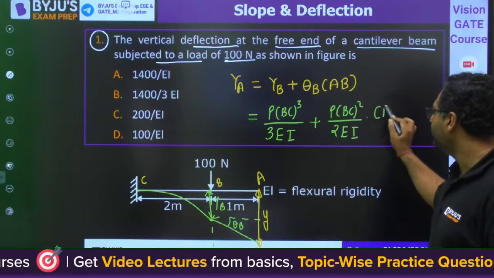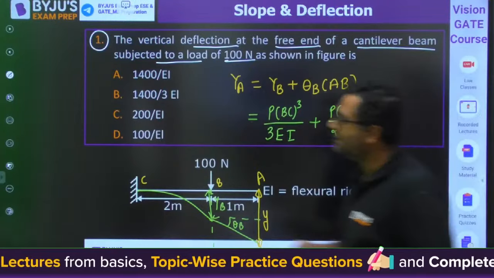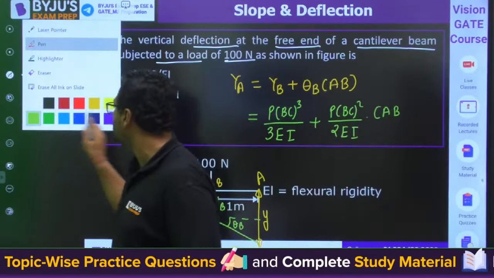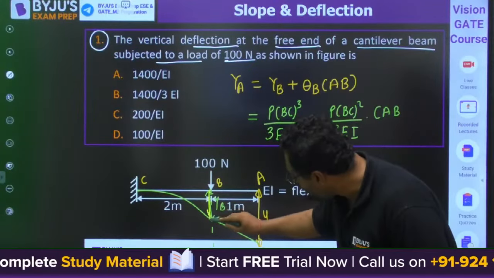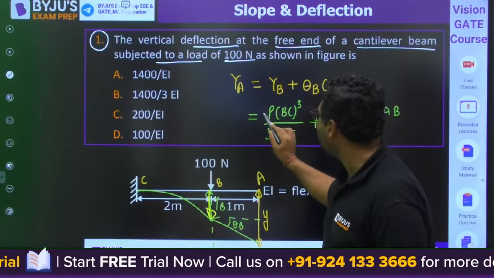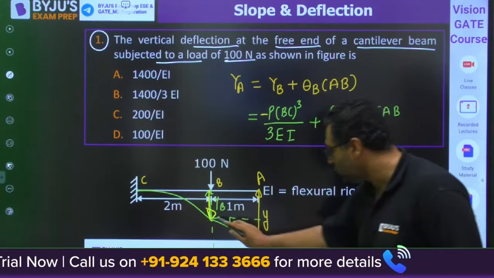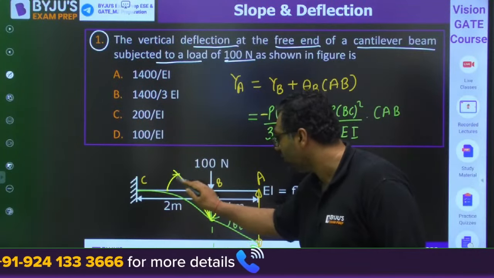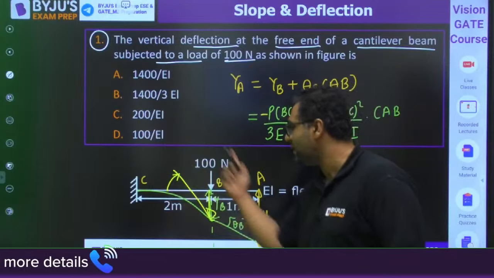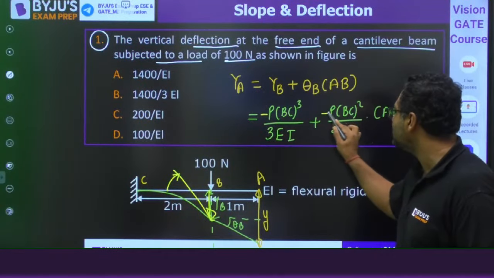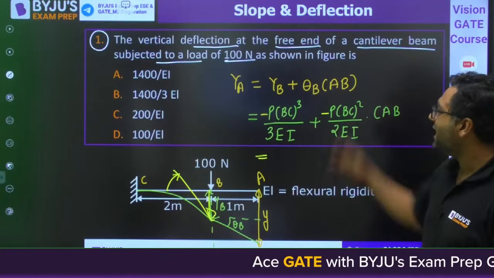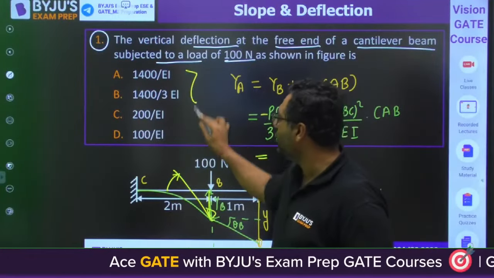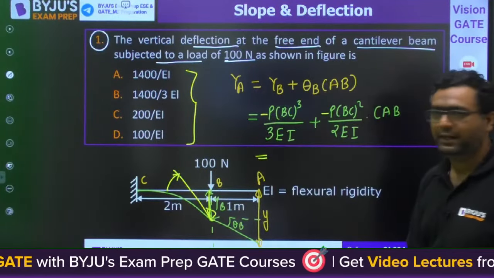Then AB. Now, my dear, you know that sign convention. Deflection at B is happening downward, so here should be a minus sign. And the slope, if you see this, it is in the clockwise direction, so it will also be minus. So, my dear, you will get the deflection. But as they are asking only magnitude, you will answer only magnitude.